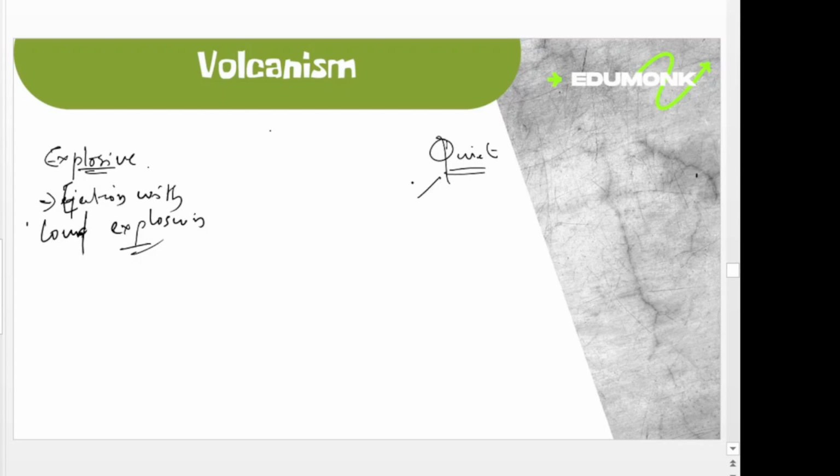Then quiet volcanoes means those which erupt or eject magma without any explosion. These are known as quiet volcanoes. So as a part of nature of eruption, volcanoes can be classified into explosive volcanoes and quiet volcanoes. In explosive, there is ejection with a loud explosion, and in quiet, eruption of magma without any kind of explosion.